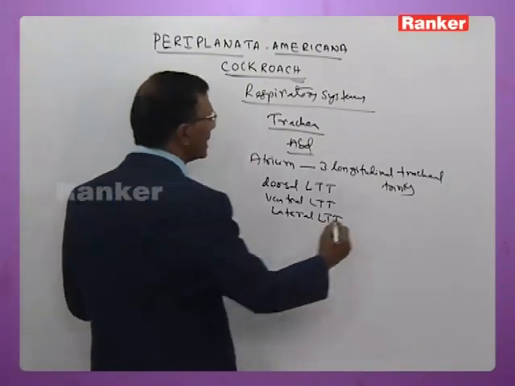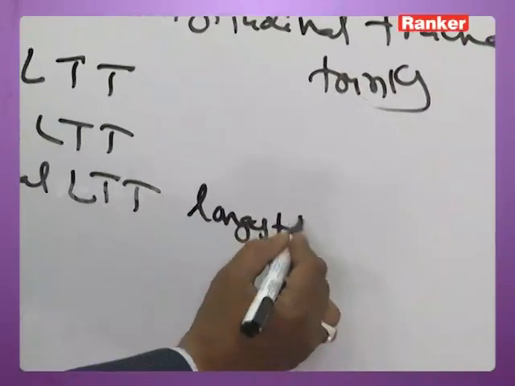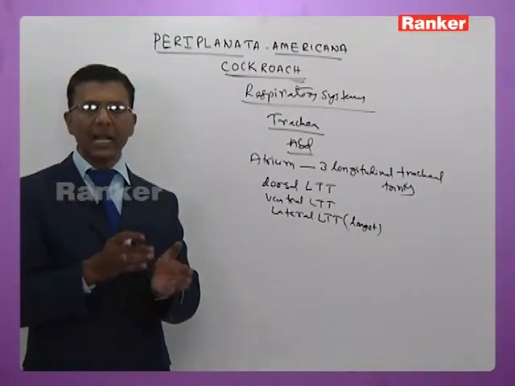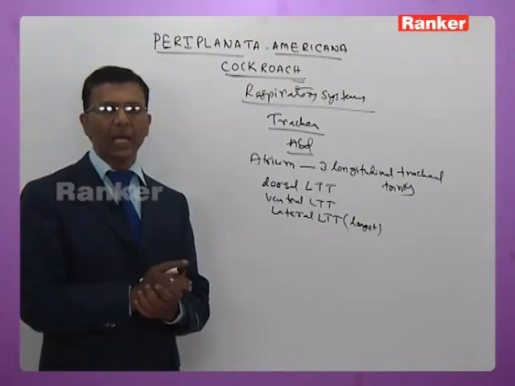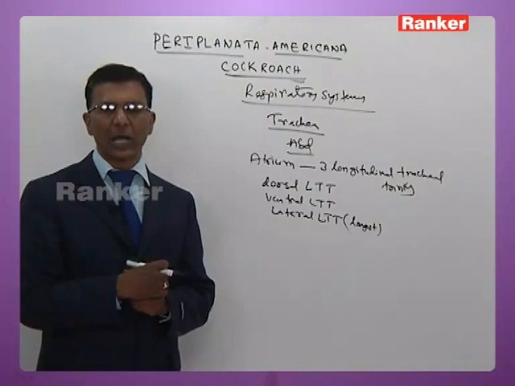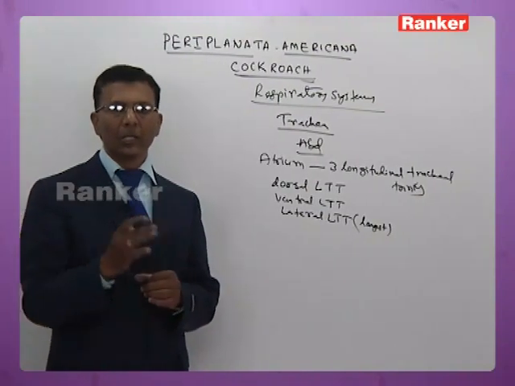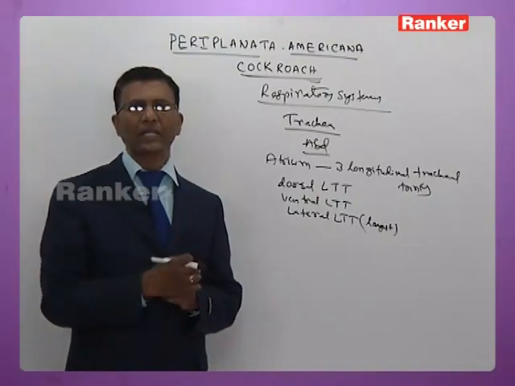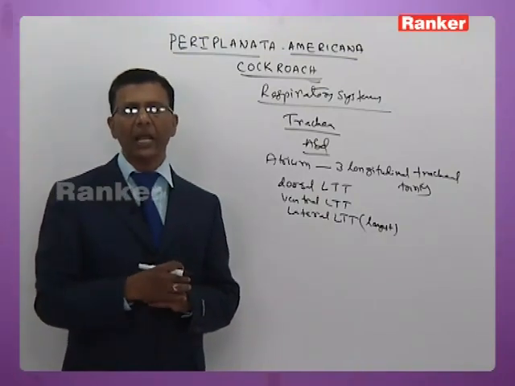Among these, the laterals are the longest. And the three tracheal trunks of one side are connected to the other side by commissures. Like, the two dorsals are connected to each other by the dorsal commissure, the two ventrals are connected to each other by the ventral commissure, and the two laterals are connected to each other by the lateral commissure.